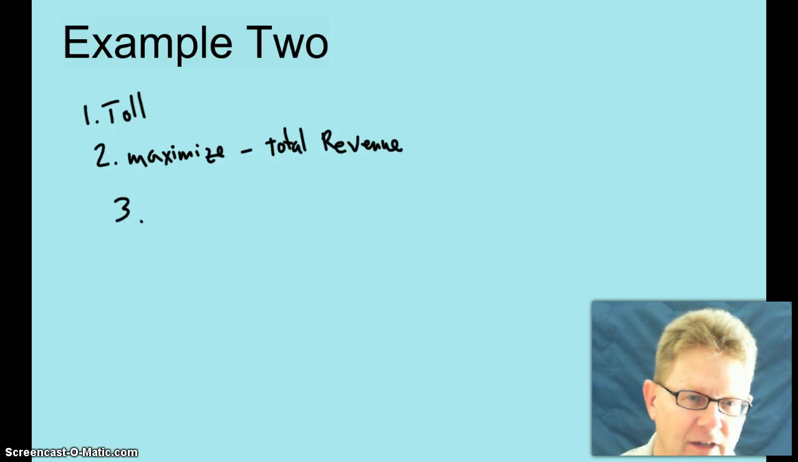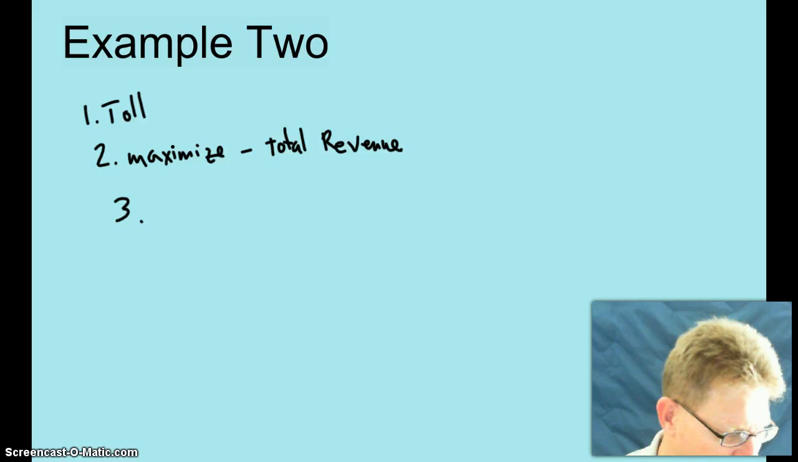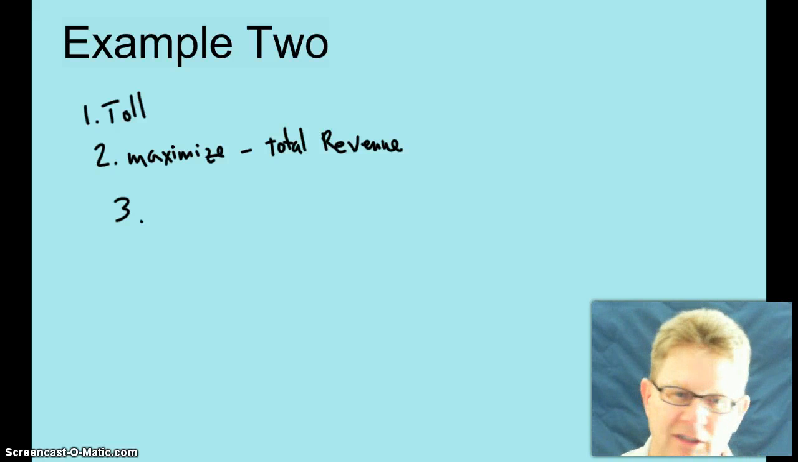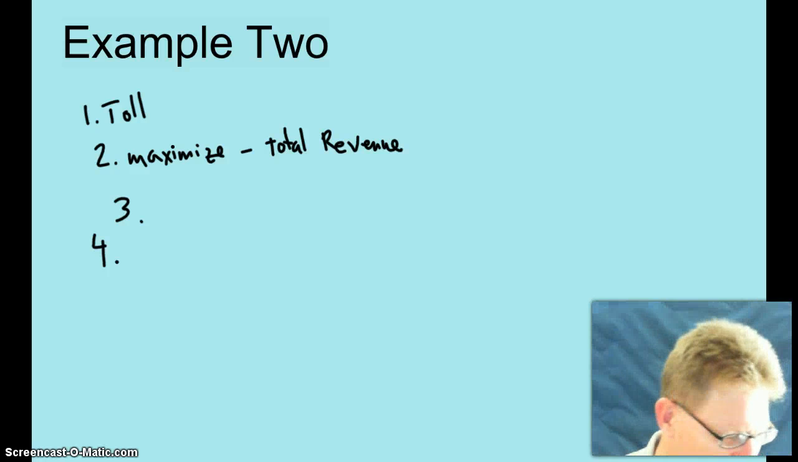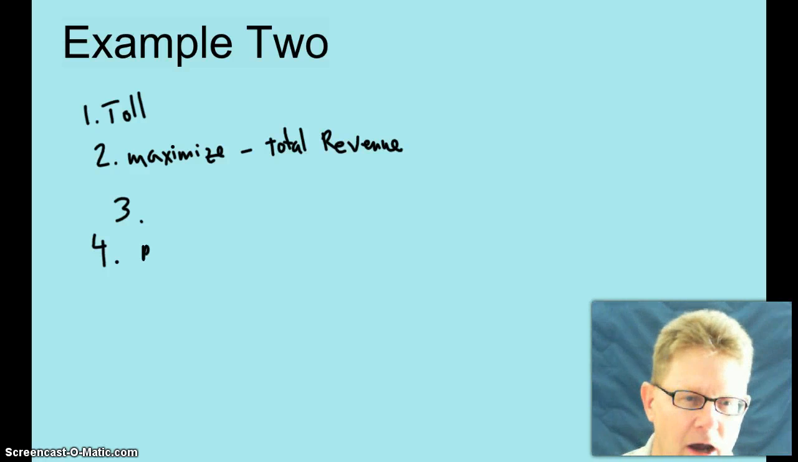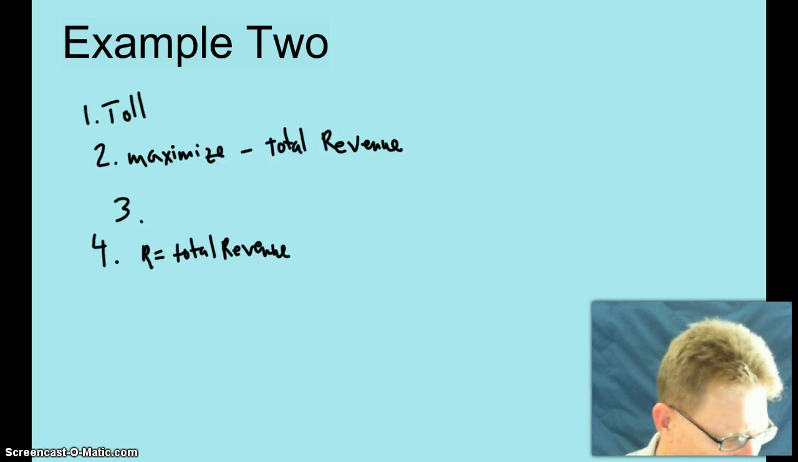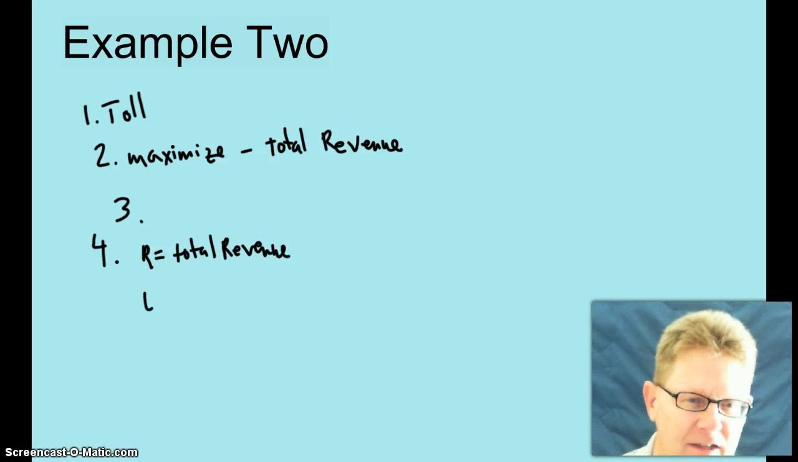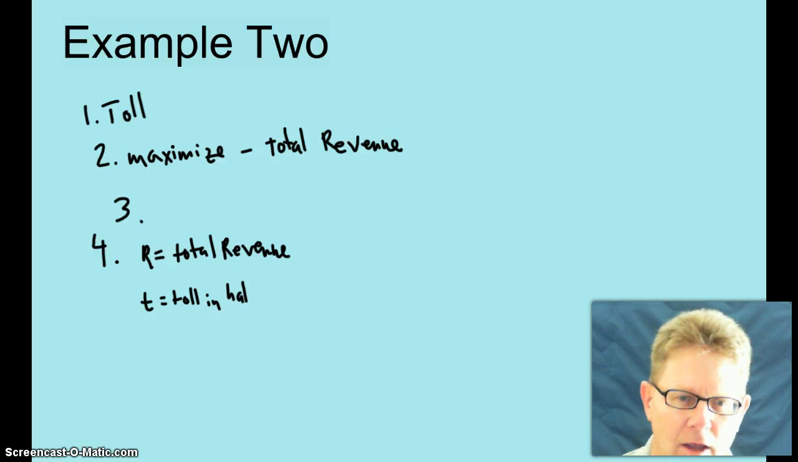3. That was a guess. I don't even know where my cursor is. I kind of lined it up. Draw a picture. Can't really draw a picture on this. Number 4. We're going to make R equal the total revenue. We are going to make T equal the toll in halfpennies.